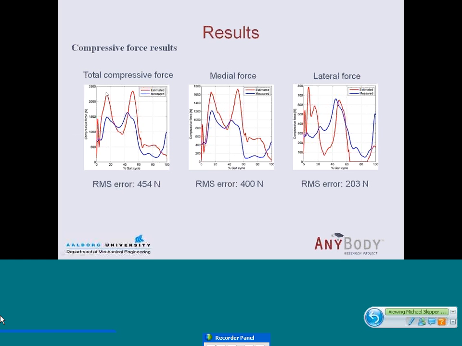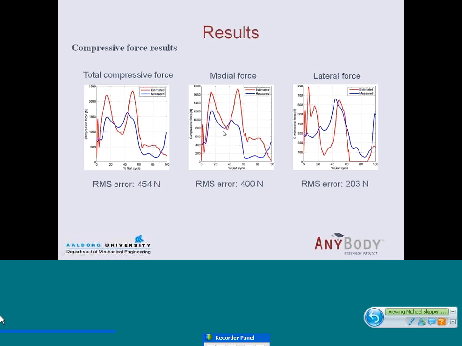The other thing is that we see overpredicted forces. Both the first peak and the second peak are overpredicted in the model, and quite significantly actually, by something like 700 Newton for both peaks for the total compressive force. So then look at the distribution between the medial and the lateral force.